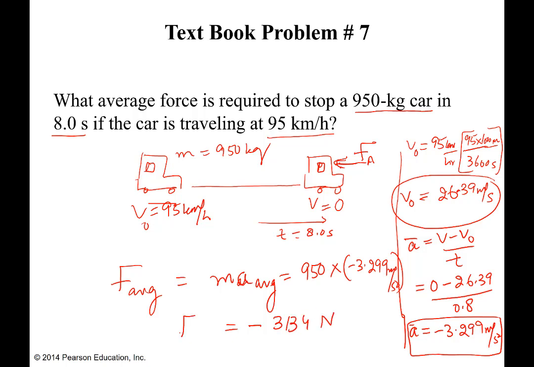But I know that we learned about sig figs, so we are supposed to answer the question in the form of the least sig fig. The least sig fig is 2 everywhere. The best way to write it is to approximate it. Minus 3100 newtons will be the least sig fig value for the average force.